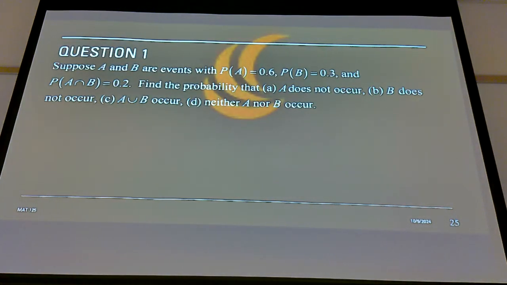So we're given events A and B, where the probability of A is 0.6, the probability of B is 0.3, and the probability of A intersect with B is 0.2. First, find the probability that A does not occur. That is, we're looking for the probability of A complement.